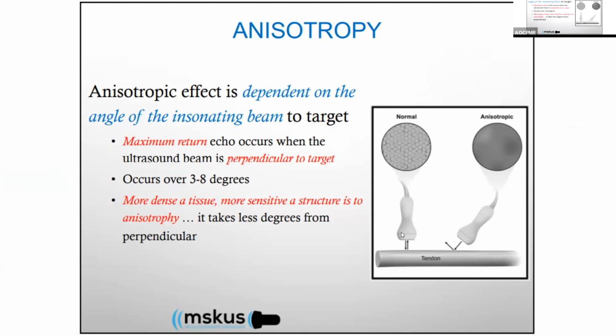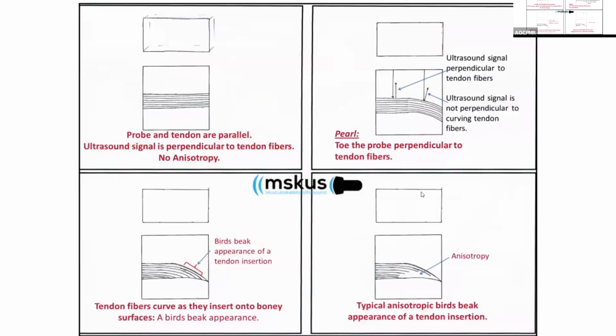If your probe is not completely perpendicular with a linear structure, all the sound waves that are emitted by the transducer are not going to be received by the transducer. If you're off by even 3 to 8 degrees, you're going to lose some of that signal. Therefore, the sound waves that bounce off aren't going to come back to the receiver. So it's going to think that it's darker or hypoechoic, even anechoic. So it might think that tendon's not there or even damaged. This is called anisotropy.